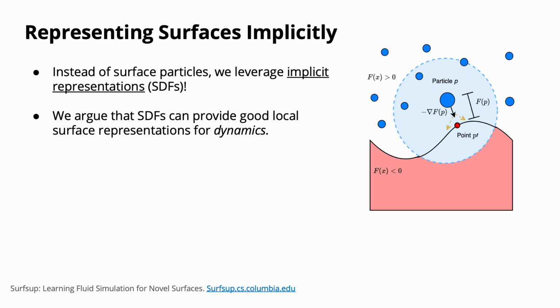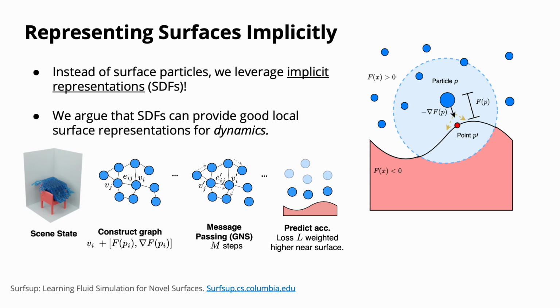And so we leverage SDFs in our proposed method for learning simulation. Given a system of particles and an SDF, we construct a graph of fluid particles, and to each fluid particle we add the value of the SDF and the gradient of the SDF at that particle's position, then perform message passing, and then predict the accelerations for each fluid particle. And the loss is weighted higher for particles that have a low SDF value, i.e. that are near the surface. That has the effect of penalizing errors in interactions of fluid near the surface more stringently.